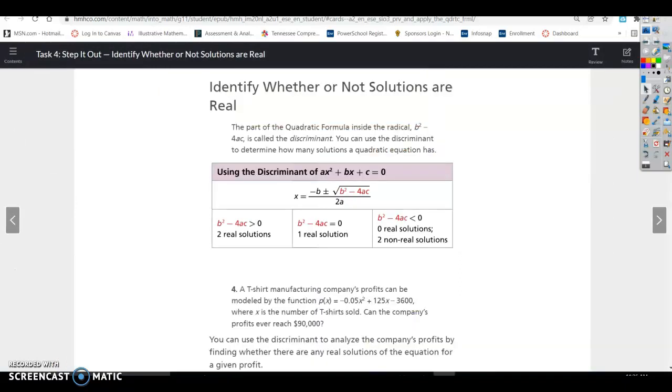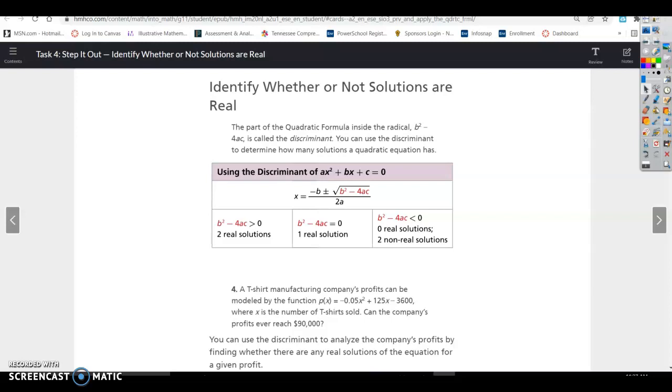Lesson 2.3, task 4. Identify whether or not solutions are real. The part of the quadratic formula inside the radical, b squared minus 4ac, is called the discriminant. You can use the discriminant to determine how many solutions a quadratic equation has. Alright, so this is very important.